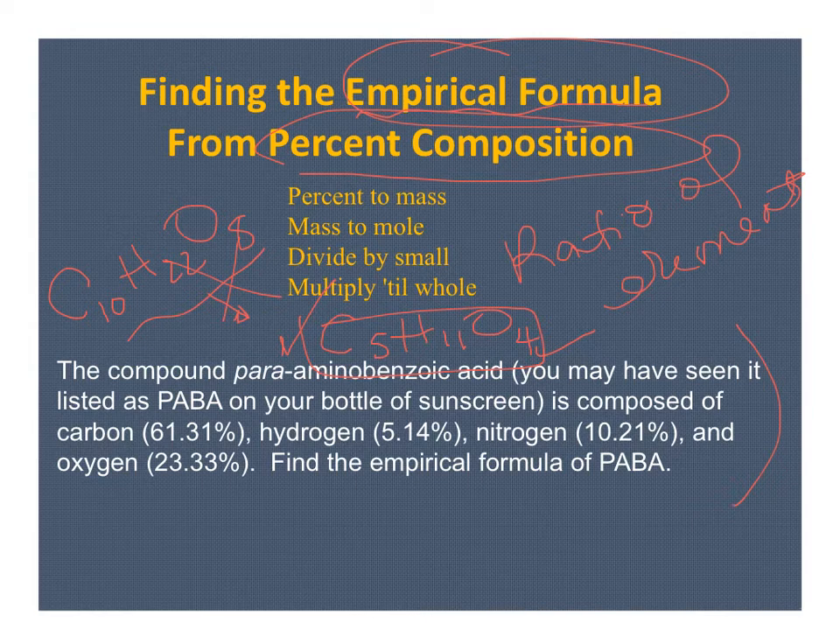The 4 steps for finding empirical formula from percent composition are listed here. They will make more sense as I do the sample problem. The first thing you want to do is change the percent to mass. Notice that you're starting with percent composition data, so all of the data is in percent. You want to change that to mass. I'll discuss that in the next slide. Then you want to convert mass to mole. You want to divide all of the values you get by the smallest mole value so that you can get some ratios. And the multiply thing, sometimes you need to do that. I'll discuss them all. So here we go.